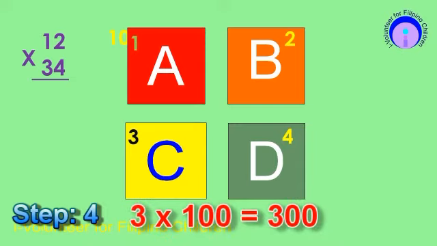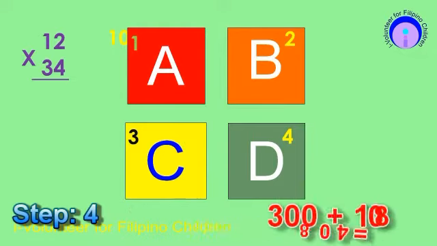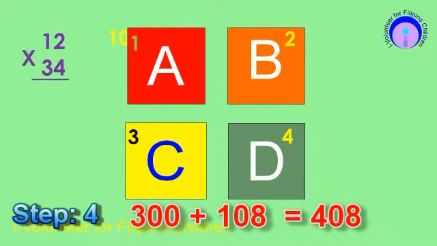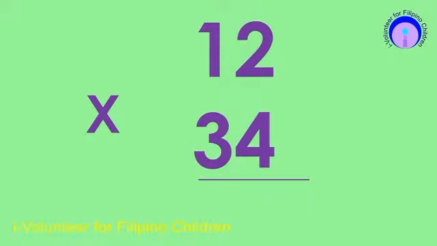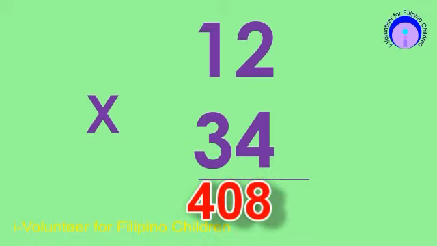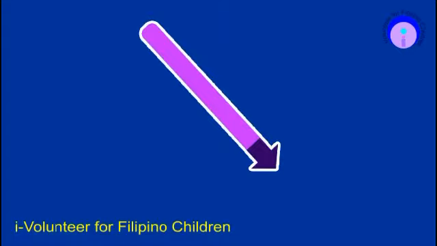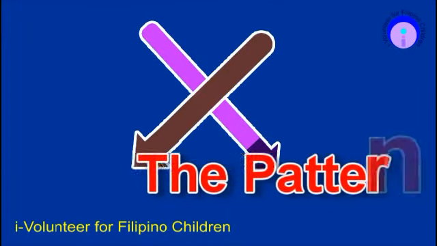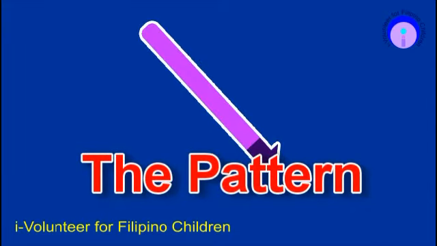Now, add the previous answer. 300 plus 108 is equal to 408. And now, we have the answer. 12 times 34 is equal to 408. Kindly take note of the pattern in multiplying 2 by 2-digit numbers.